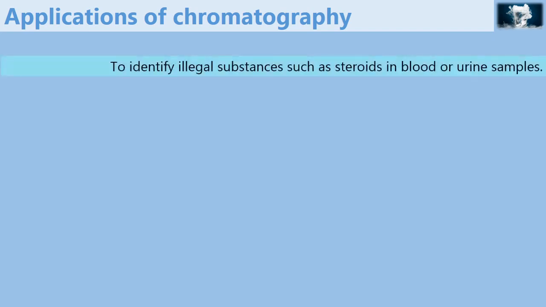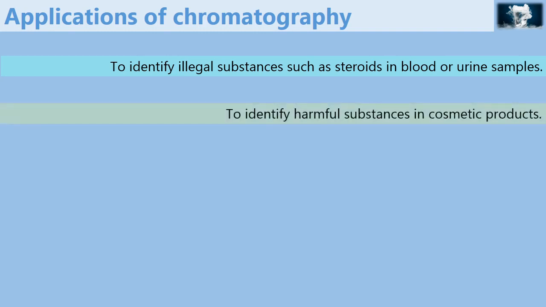Chromatography is very important and it has various uses. Firstly, it is used to identify illegal substances such as steroids in blood and urine samples. This mostly applies in sports to prevent doping. It is also used to identify harmful substances in cosmetic products so that the manufacturers do not include any harmful substances that may cause damage to human beings.